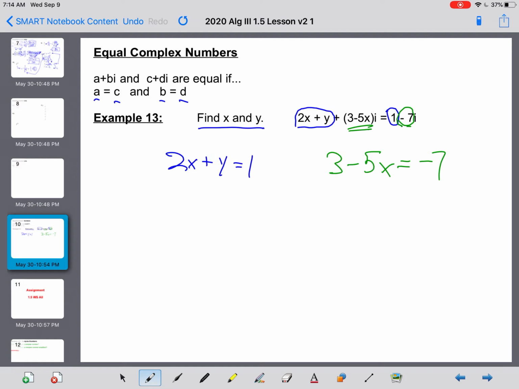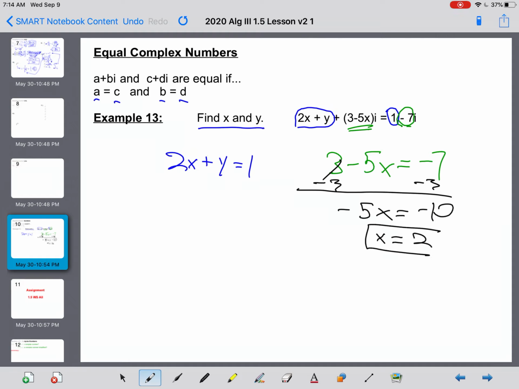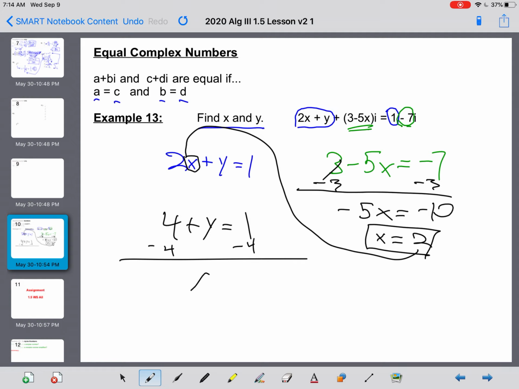So now this is a system of equations. This one's only got one variable, so I'm going to subtract that 3 over. Negative 5x equals negative 10. So x has to equal 2. There's 1. I'm going to take this 2 and plug it in here. So I'm going to get 4 plus y equals 1. Subtract that 4 over. y equals negative 3. So again, a little system once we related the equal complex numbers, so to speak.